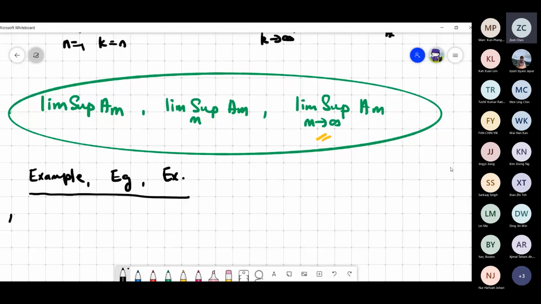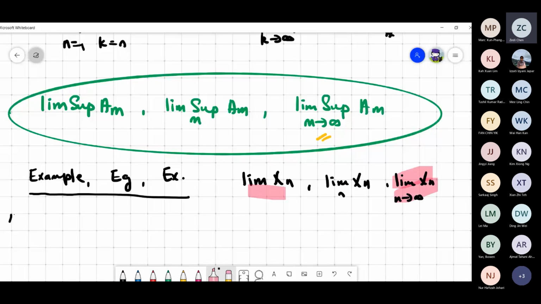All right. So likewise, you can see in the textbook, some they just simply write lim x_n, or lim x_n as n approaches infinity. Of course, this is the proper way, but we just use some shorthand. We just write like this, provided the index n is understood here.